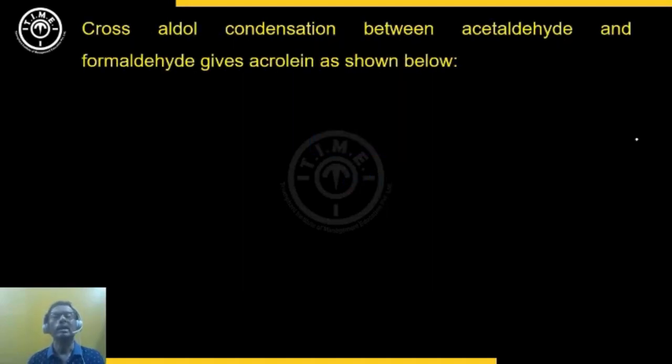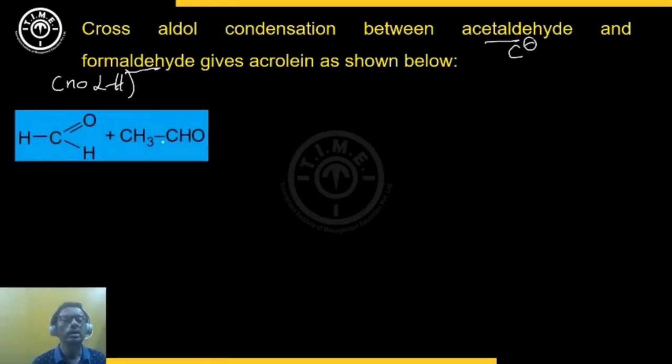Now cross aldol between acetaldehyde, that is ethanol, and formaldehyde. Formaldehyde has got no alpha hydrogen. So formaldehyde cannot give any carbanion. So we'll form the carbanion here on acetaldehyde and hit the carbonyl carbon of formaldehyde. So we'll make a CH2 with a minus, and that is going to hit the carbonyl carbon of formaldehyde. And then what are we going to get?